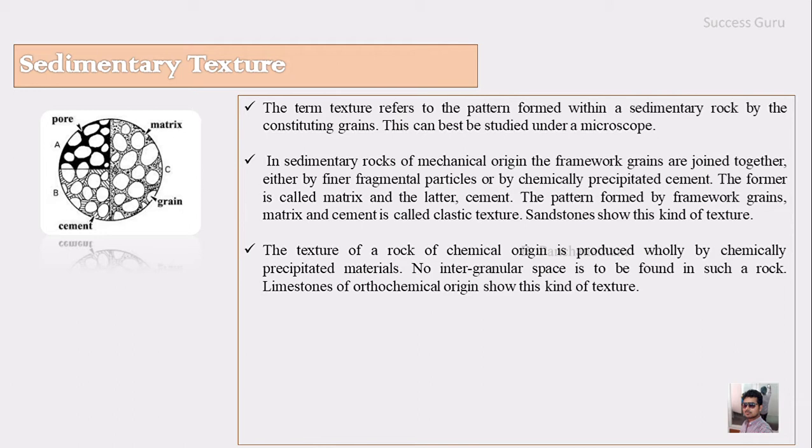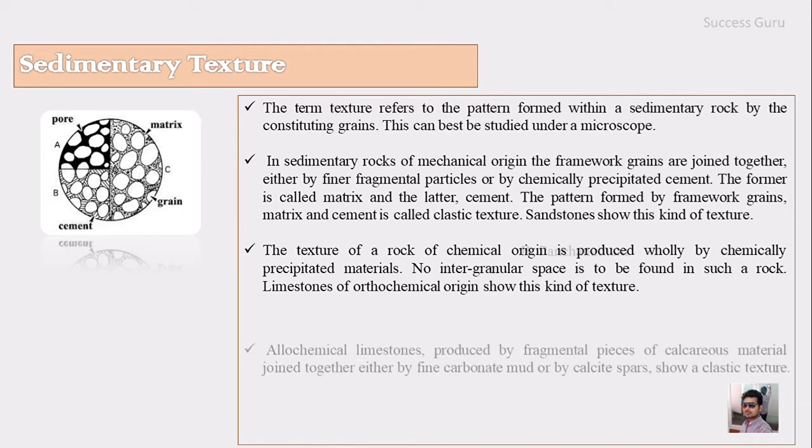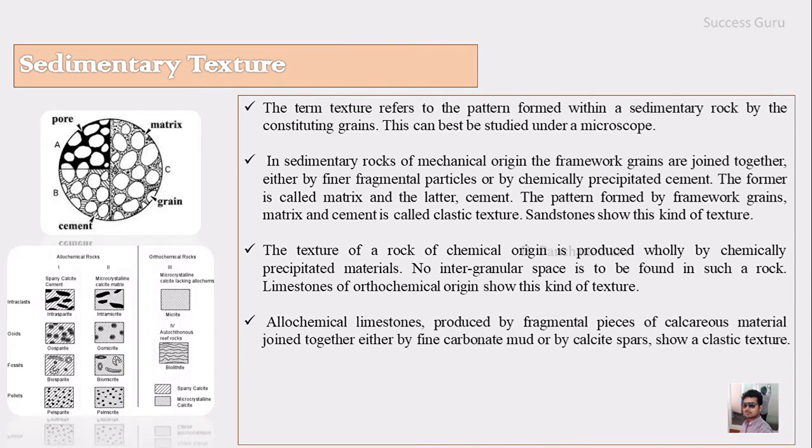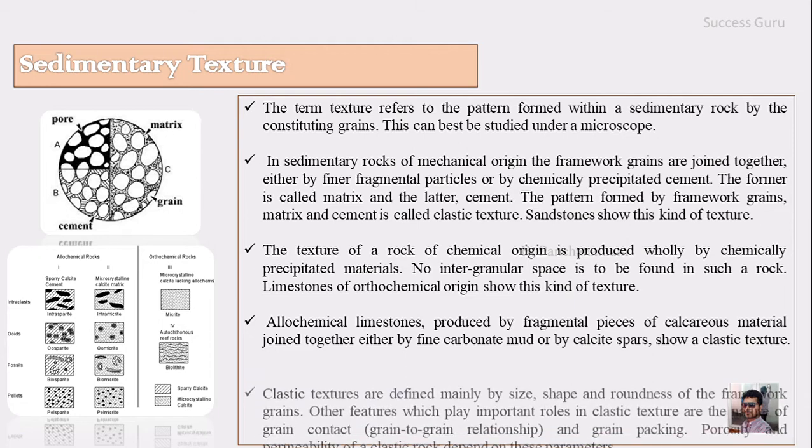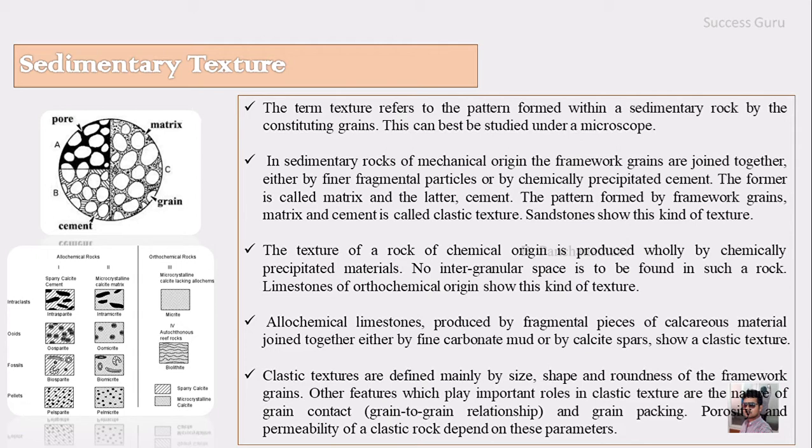So we are mainly interested in the clastic rocks, and there are also limestones which have the clastic texture, called allochemical limestone, which is produced by fragmental pieces of calcareous materials joined together either by carbonate mud or calcspar, and that also can show the clastic texture. As I mentioned earlier, the clastic texture is important for us, and it is defined mainly by size, shape, and roundness of the framework grains. Other features which play an important role in clastic textures are the grain-to-grain contact, that is the grain-to-grain relationship, and the grain packing. The porosity as well as permeability of a clastic rock depends on these parameters.